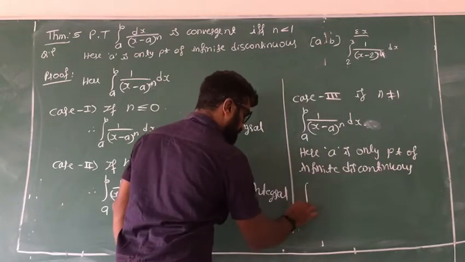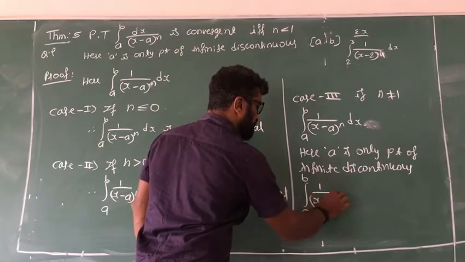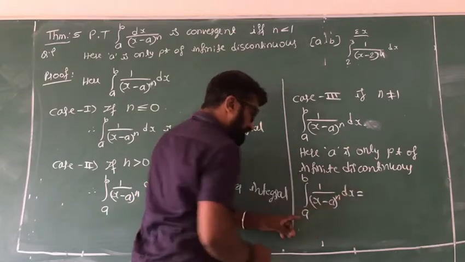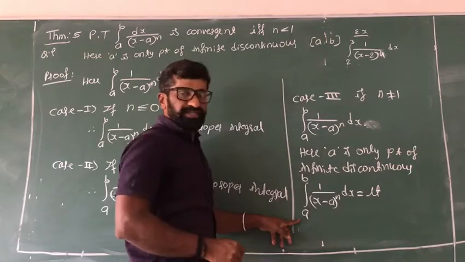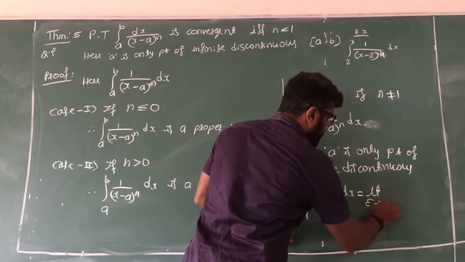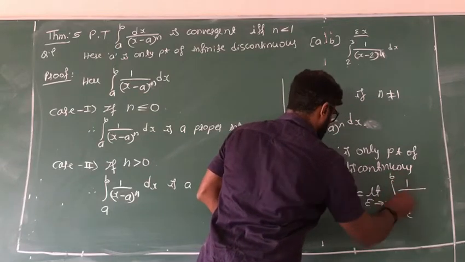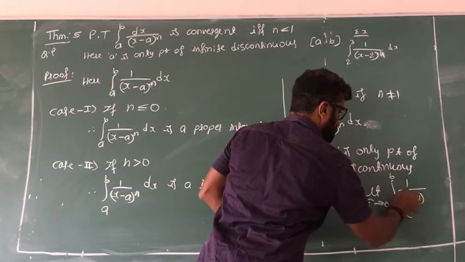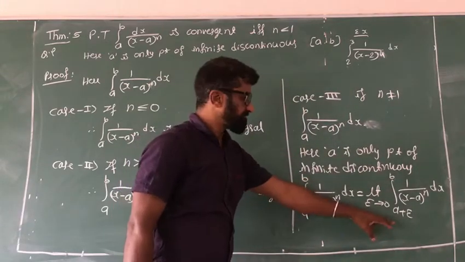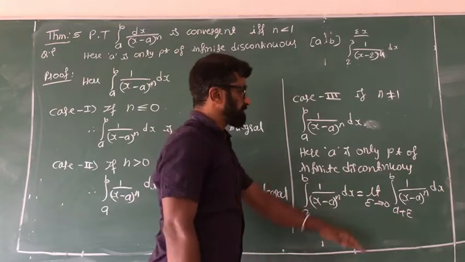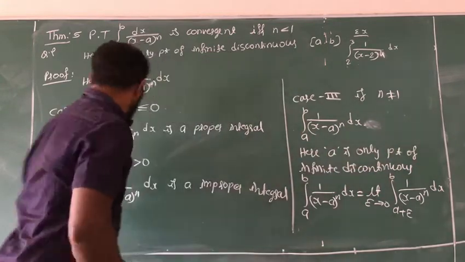It means I can write a to b, 1 divided by (x minus a) raised to n, dx. The lower limit is an infinite discontinuity, so it is an improper integral of the second kind. Limit as epsilon tends to 0, integration of a plus epsilon to b, 1 divided by (x minus a) raised to n, dx, using this condition. If the lower limit is infinite discontinuous, it is a plus epsilon; if the upper limit is infinite discontinuous, it is b minus epsilon. This is the concept, right?